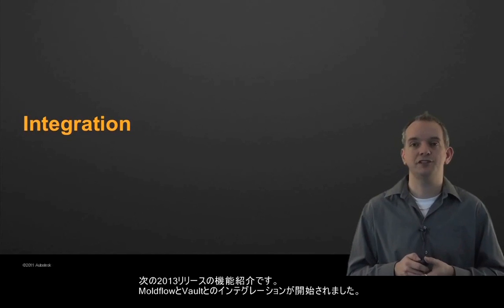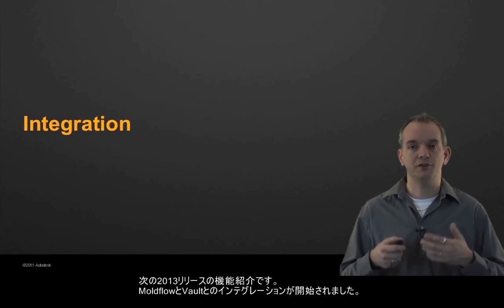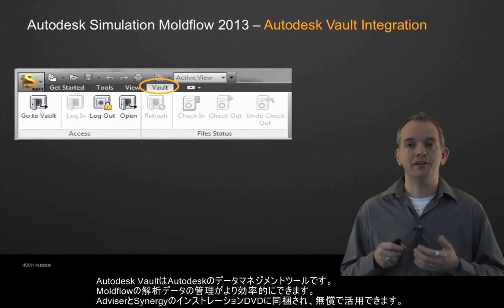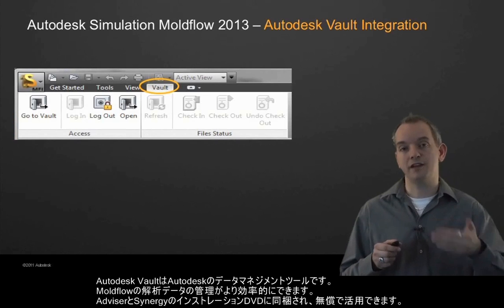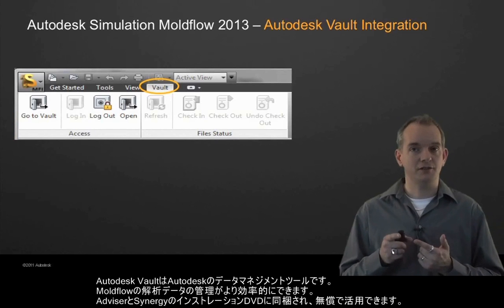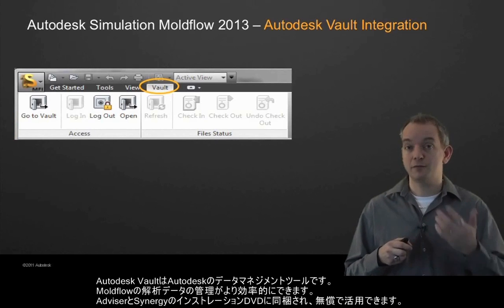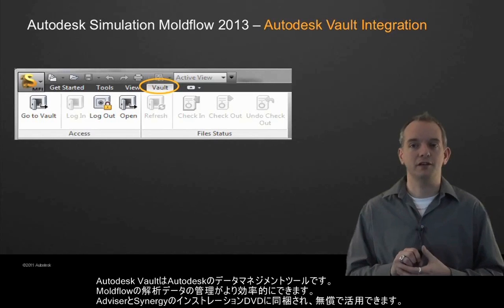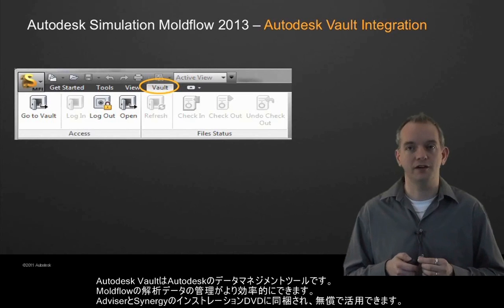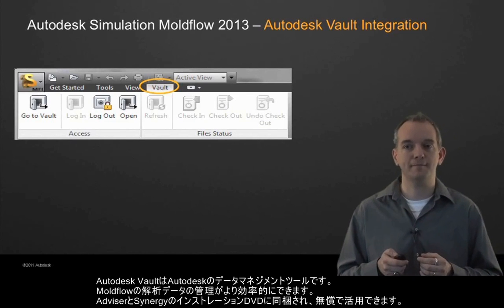Another thing we did for the 2013 release is start to work on an integration with Vault. Autodesk Vault is a common database that can be used to store data and models in a common place. So with Advisor and Synergy, or inside Synergy, you now have the capability to store models in a common place. This is now integrated and it's available as an installer on your installation DVD.